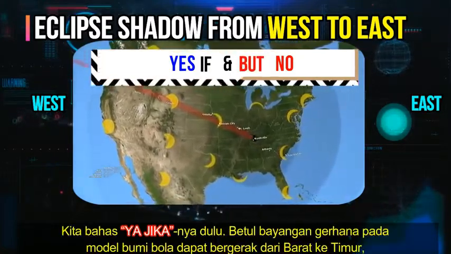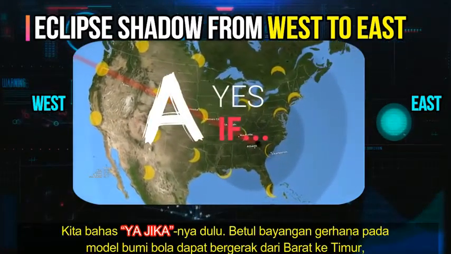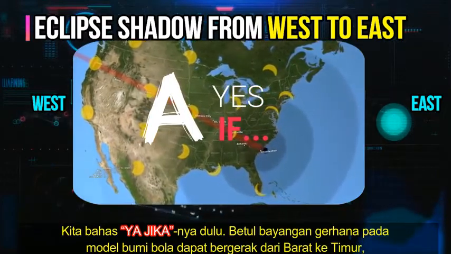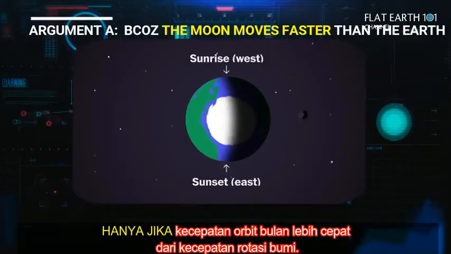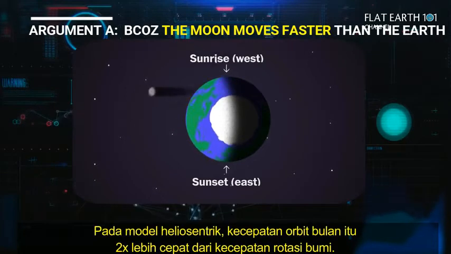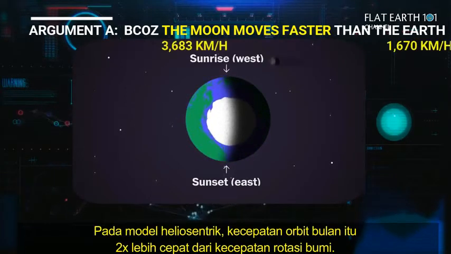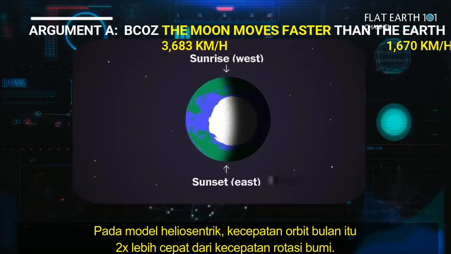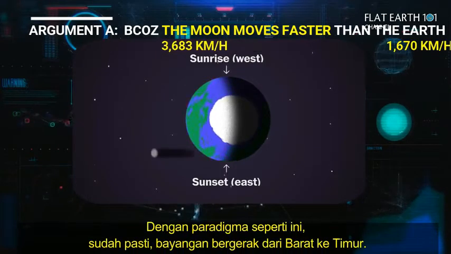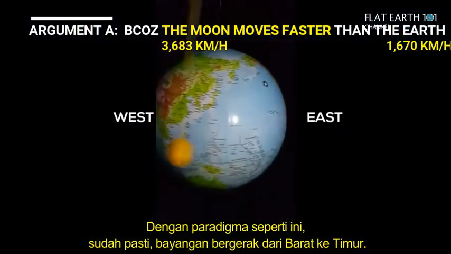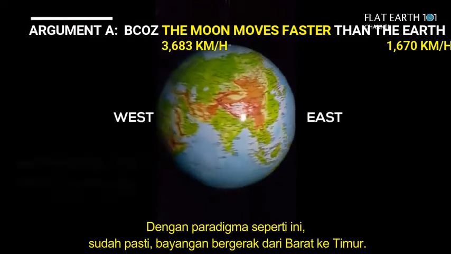Now the yes if first. Yes, the eclipse shadow on the globe model can move from west to east only if the moon's orbital speed is faster than Earth's rotation speed. In the heliocentric model, the moon's orbital speed is twice as fast as the Earth's rotation speed. With this paradigm, for sure, the shadow will move from west to east.